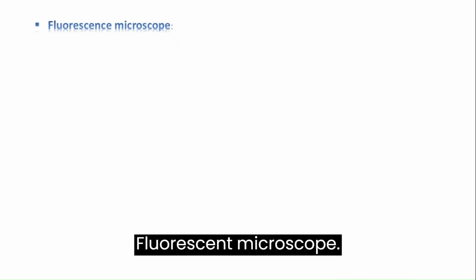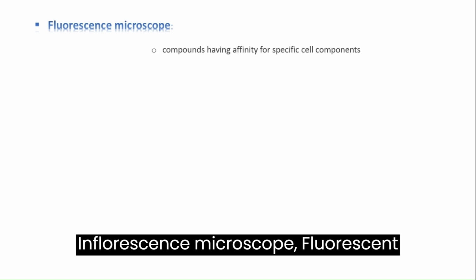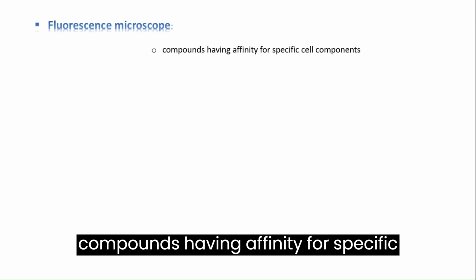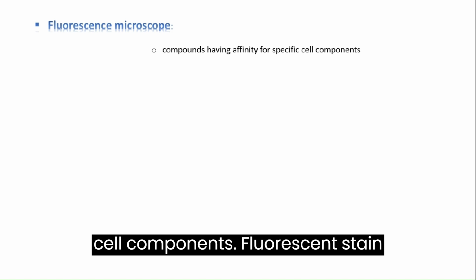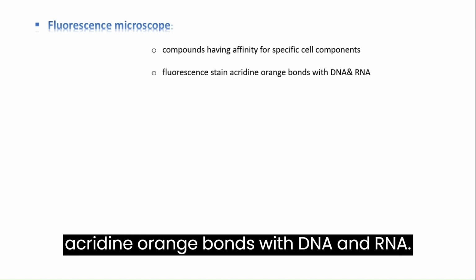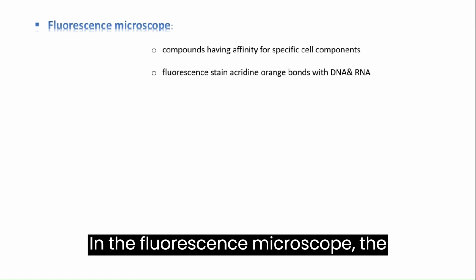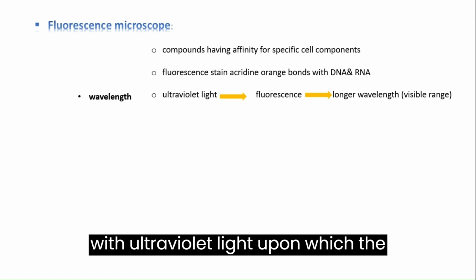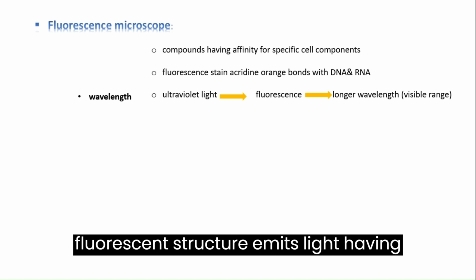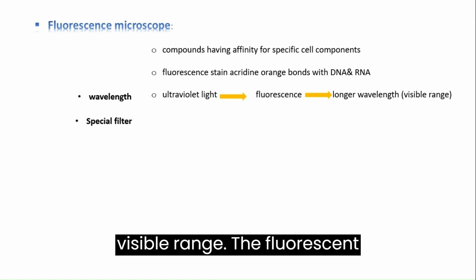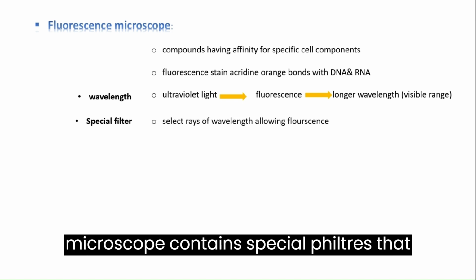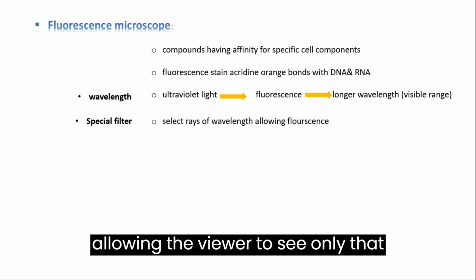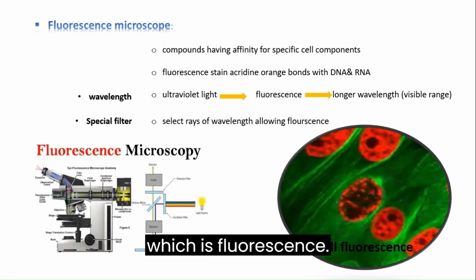Fluorescence microscope. In fluorescence microscopy, fluorescent compounds having affinity for specific cell components are used. The fluorescent stain acridine orange bonds with DNA and RNA. In the fluorescence microscope, the treated tissue specimens are irradiated with ultraviolet light, upon which the fluorescent structure emits light having a longer wavelength, which is in the visible range. The fluorescence microscope contains special filters that select the rays of specific wavelength, allowing the viewer to see only that which is fluorescence.